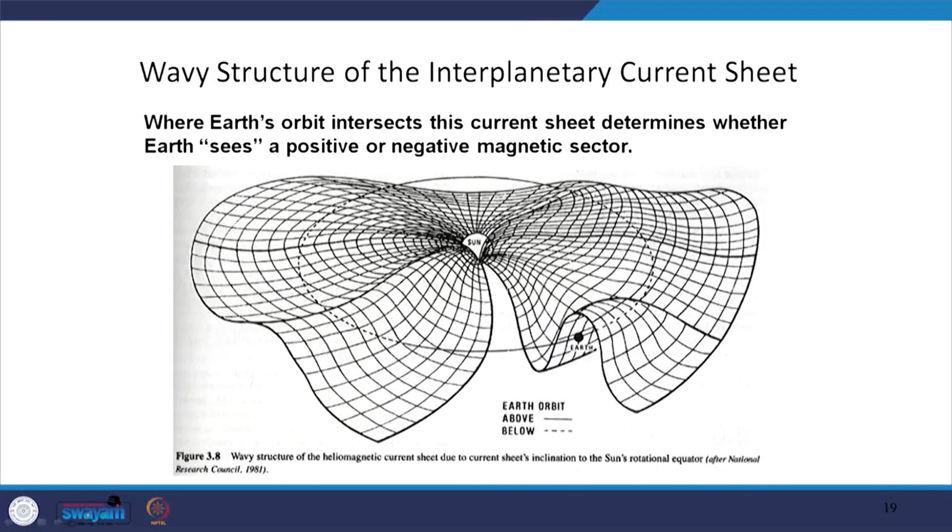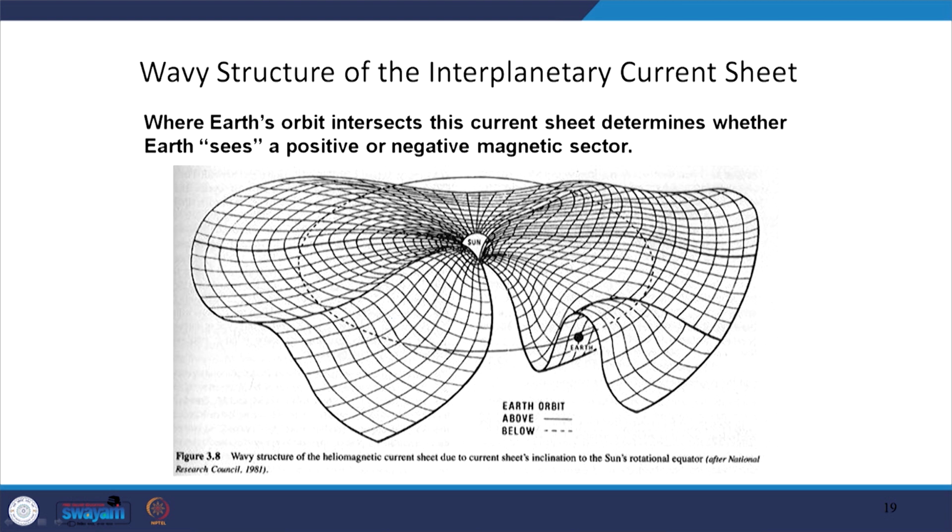So, this is the current sheet that we think is separating two oppositely directed magnetic fields. Now, you see this current sheet gets complicated as the solar cycle progresses, and it depends on the position of the earth on any given day where this current sheet is with respect to it, whether it is going to see an inward directed magnetic field or an outward directed magnetic field.